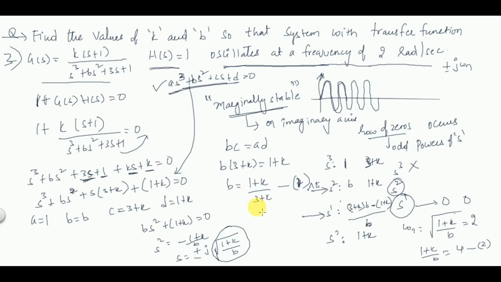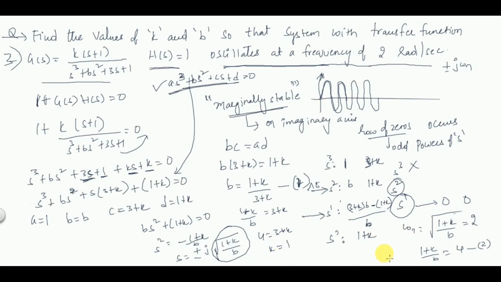Let this be equation number 2. So from this equation, 1 plus k by b is equal to 3 plus k. Yes or no? So again 1 plus k by b is equal to 4 we have got, so 4 is equal to 3 plus k, so k is equal to 1.